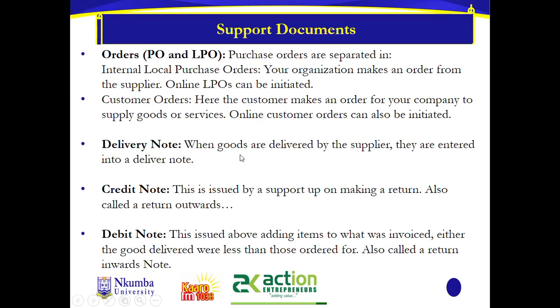Then there are also these other support documents. These support documents are very essential. Some of these are not necessarily entered in accounts. Others can enter them, but when they are entered, they don't so much create an effect. Especially, for example, the purchase order. These are orders, or local purchase orders.